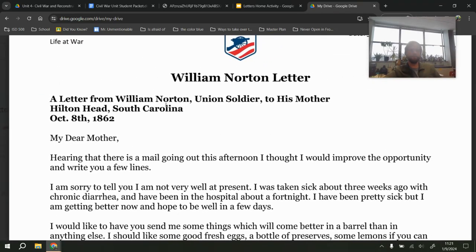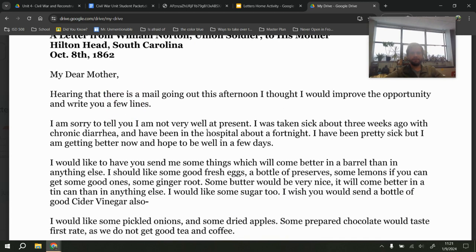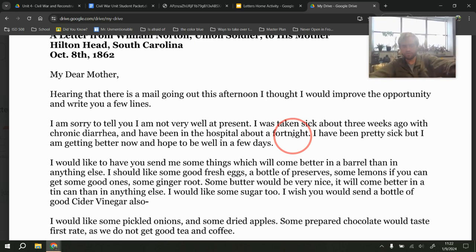William Norton, a letter from William Norton, a Union soldier, to his mother at Hilton Head, South Carolina, October 8th, 1862. My dear mother, hearing that there is a mail going out this afternoon, I thought I would improve the opportunity and write you a few lines. I'm sorry to tell you that I'm not very well at present. I was taken sick about 3 weeks ago with chronic diarrhea, and now have been in the hospital about a fortnight.